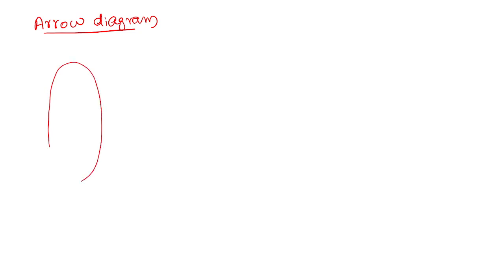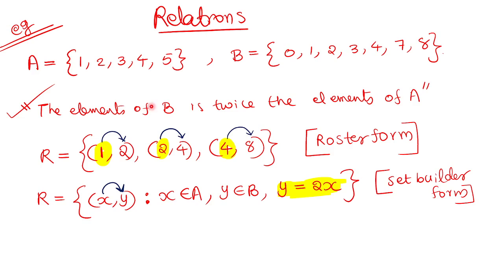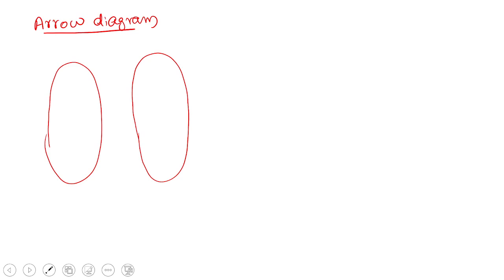Draw a diagram like this. I will explain. Listen carefully. I have two sets. What are the two sets? A and B. Clear? The first set is A and the second set is B. I am relating the elements of A with the elements of B using a symbol, capital letter R.